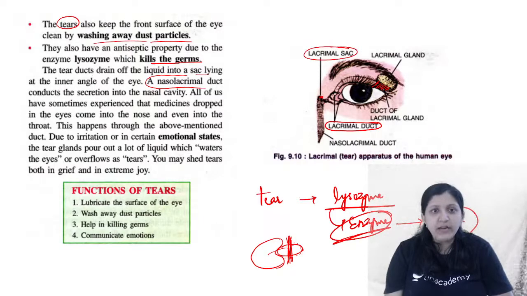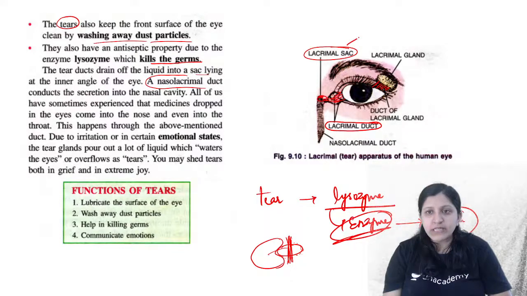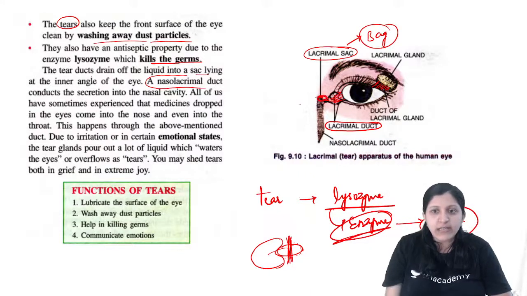So you can see that the tear ducts drain off the liquid into a sac. There is a sac over here, lying on the inner side. Then there is a nasolacrimal duct. Here also there are ducts which are collecting this tear. Any excess amount of tear is collected into this sac. Sac means it is a bag, a bag-like structure. So it is collected here, then it connects with the nasolacrimal duct. The nasolacrimal duct conducts the secretion into the nasal cavity.